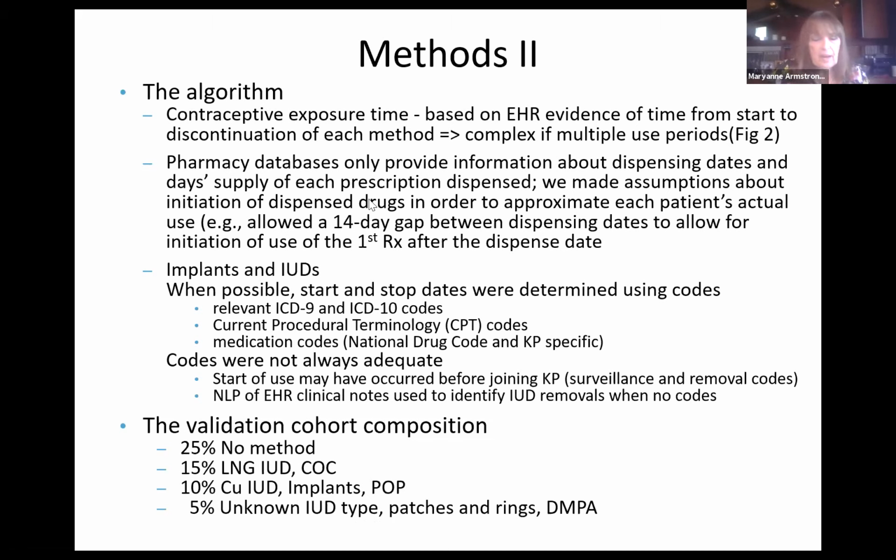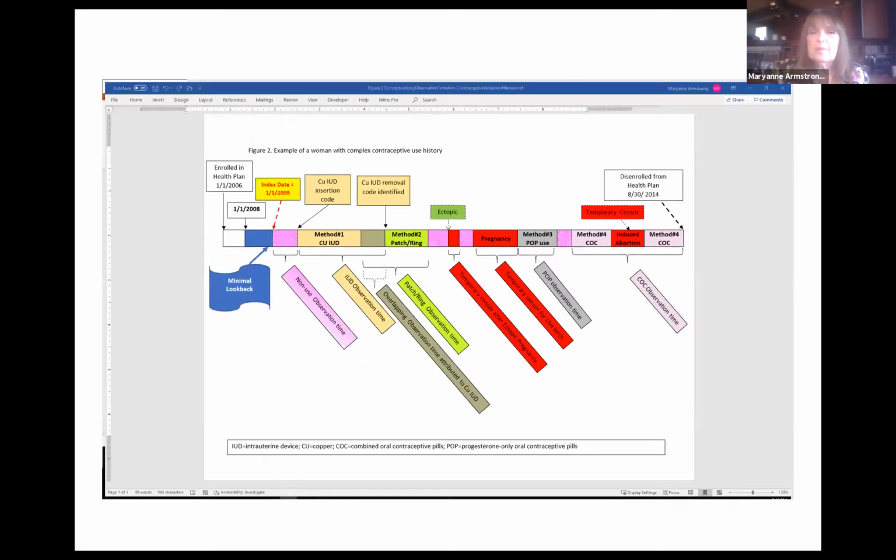So the purpose of the algorithm was to determine contraceptive exposure time, primarily based on EHR evidence of time from start to discontinuation of each method. When there were multiple periods of use, the determination of the exposure could be very complex. So I'd like to show you an example of one of these complex situations so you get an idea of what I'm talking about. Hopefully you can see this well enough.